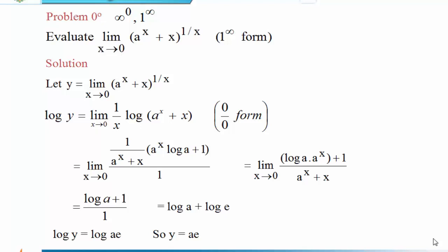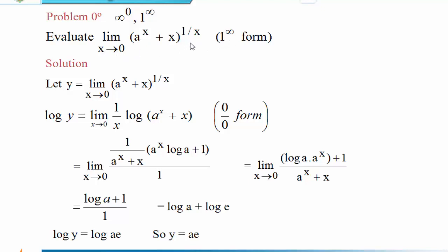Next problem, limit of this. If you replace x by 0 in this term, we get a raised to 0, which is 1. Anything raised to 0 is 1, provided a should not equal 0. So 1 plus 0 is 1, the base will be 1, and 1 upon 0 is infinity, we already know. So the 1 raised to infinity form will be there for this problem.